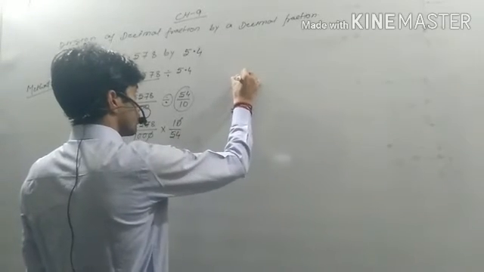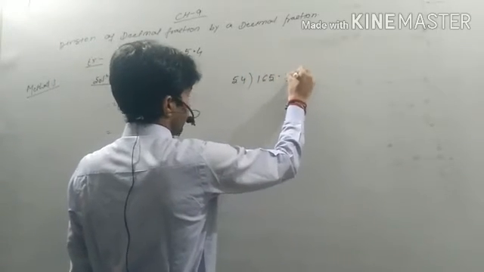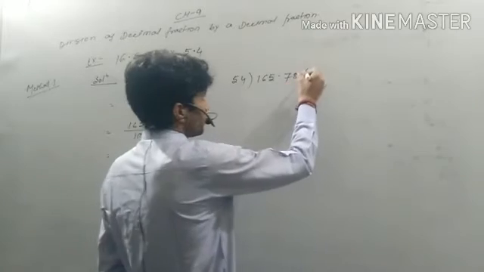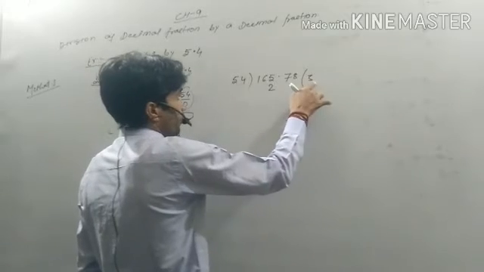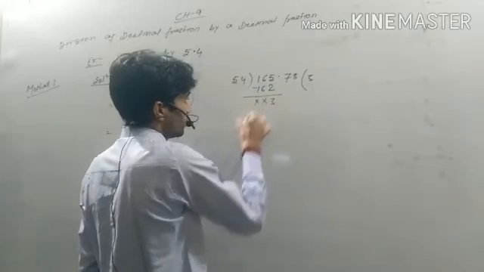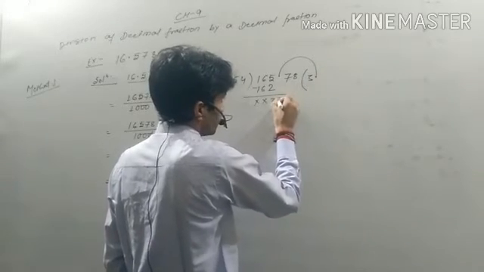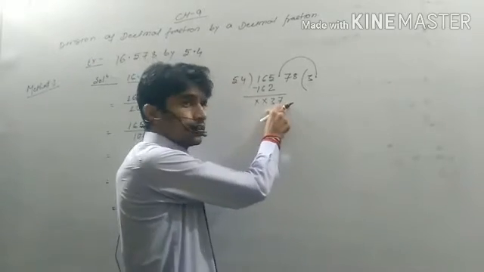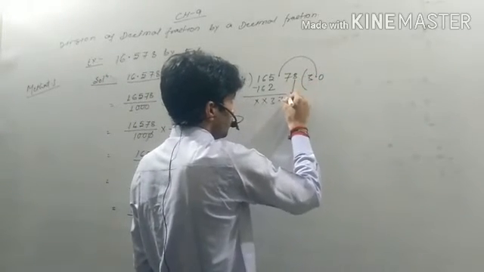So 54 divides 165.78. Okay, so 54 3 ja 12, 2 carry 1, 5 3 ja 15 plus 1 16 and now subtract. This is 3, this is cancel and this is cancel out. So shift the decimal here and here 7 and 37 is not divisible by 54 because 37 is less than 54. Okay, so put here 0 and put down 8.